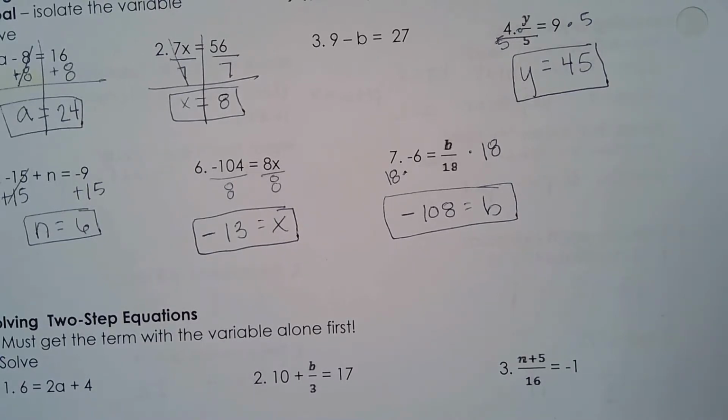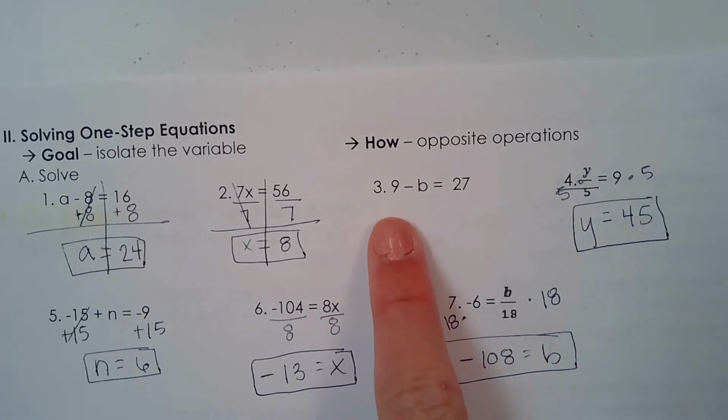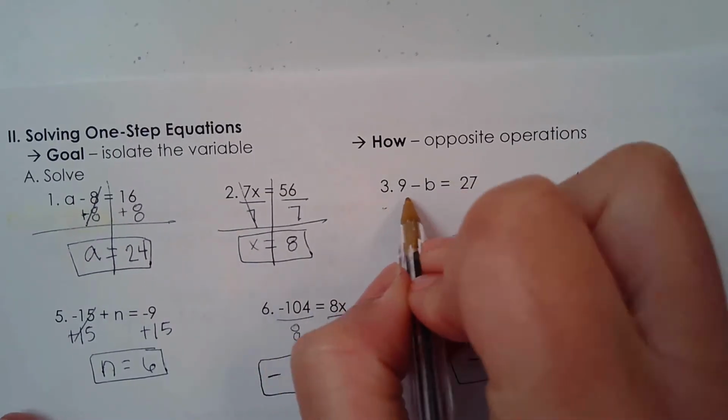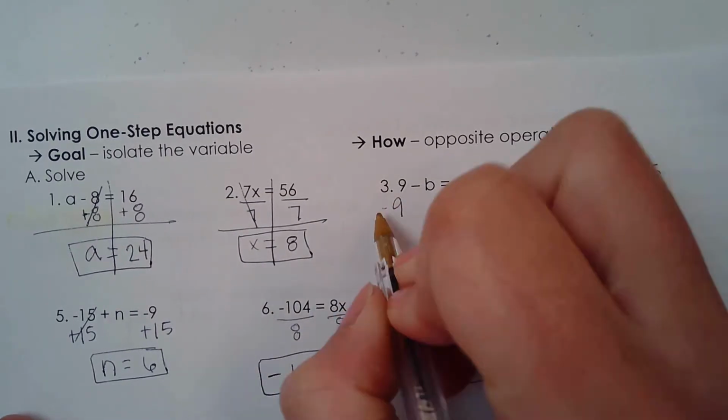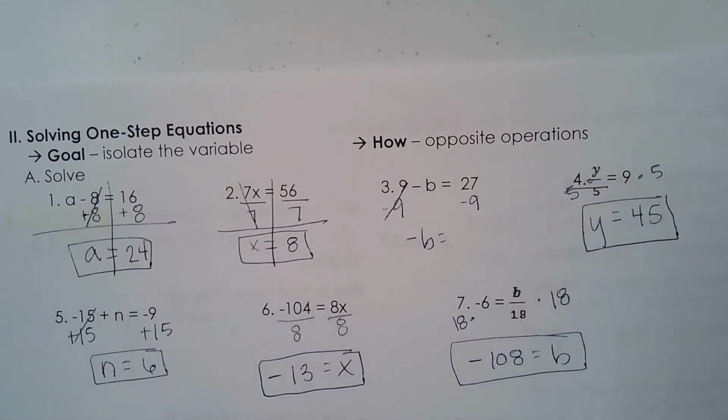All right, cool. So we skipped number 3. We need to go back and talk about it for just a second. So you've got 9 minus b equals 27. So we want to get the b by itself, right? So what do we need to get rid of? 9. And it's positive 9, so how are we going to move it? Minus 9. So we're going to have negative b equals, what's 27 minus 9? 18.